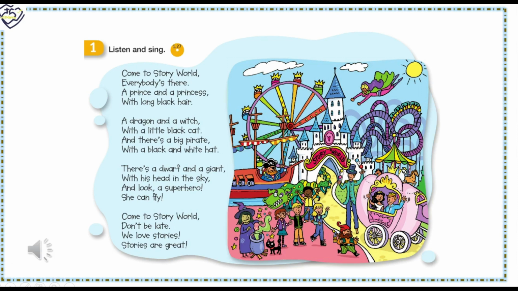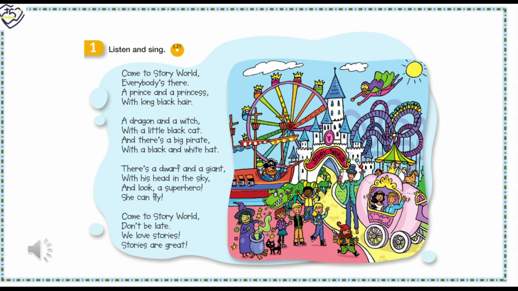Listen and sing. Come to Story World, everybody's there. A prince and a princess with long black hair. A dragon and a witch with a little black cat. And there's a big pirate with a black and white hat. There's a dwarf and a giant with his head in the sky. And look, a superhero, she can fly.